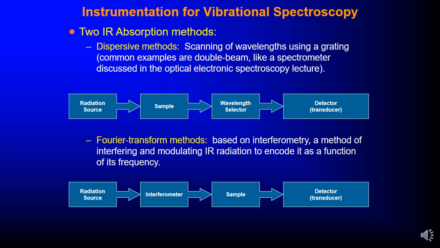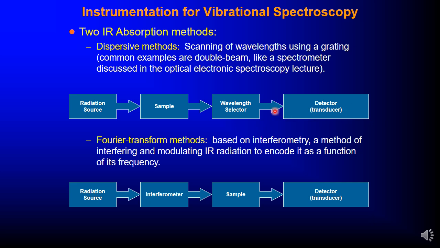Then instrumentation for vibrational spectroscopy. Remember we said that earlier we've been using dispersive methods of IR, where scanning of wavelengths uses a grating, a common example being the double beam spectrometer discussed in optical electronic spectroscopy. So here in the instrumentation, you have a radiation source, then it goes through the sample, then a wavelength is selected, and then that is transferred to the detector, which is a transducer. It is very important to remember that IR has a heating effect, and that's why the detectors are made in such a way that they can detect change in temperature.